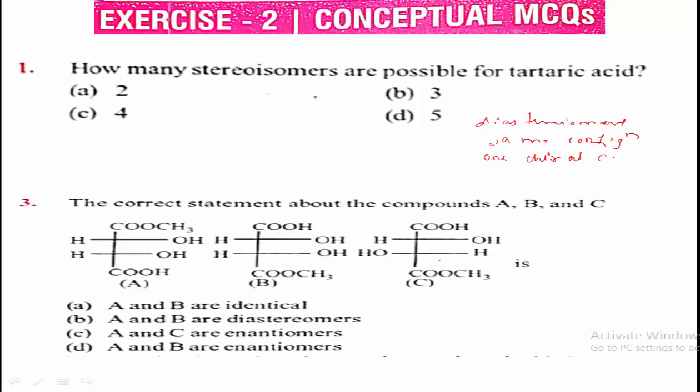So here we need to know what a chiral carbon atom is. Remember students, a chiral carbon atom is also called an asymmetric carbon atom. It means a carbon atom that contains four different groups around it. Is it right? Yes.